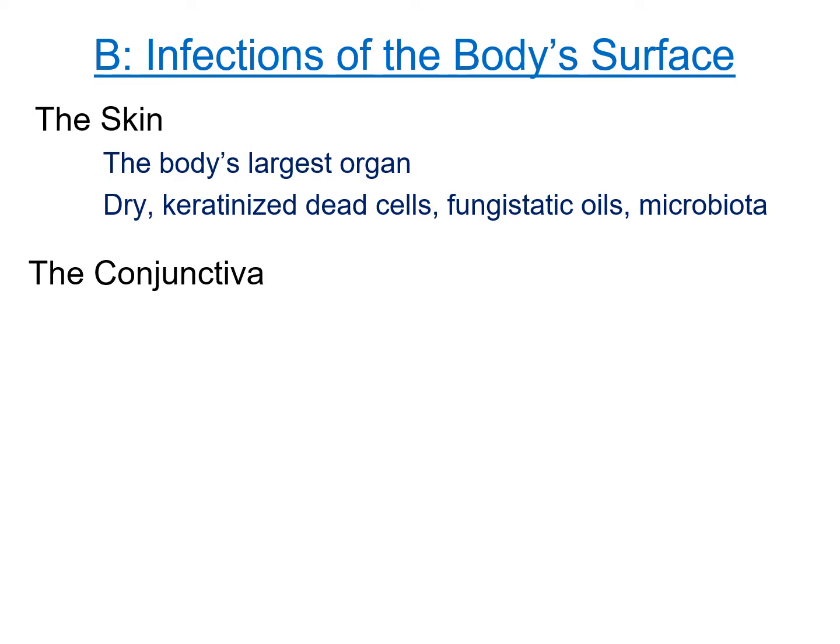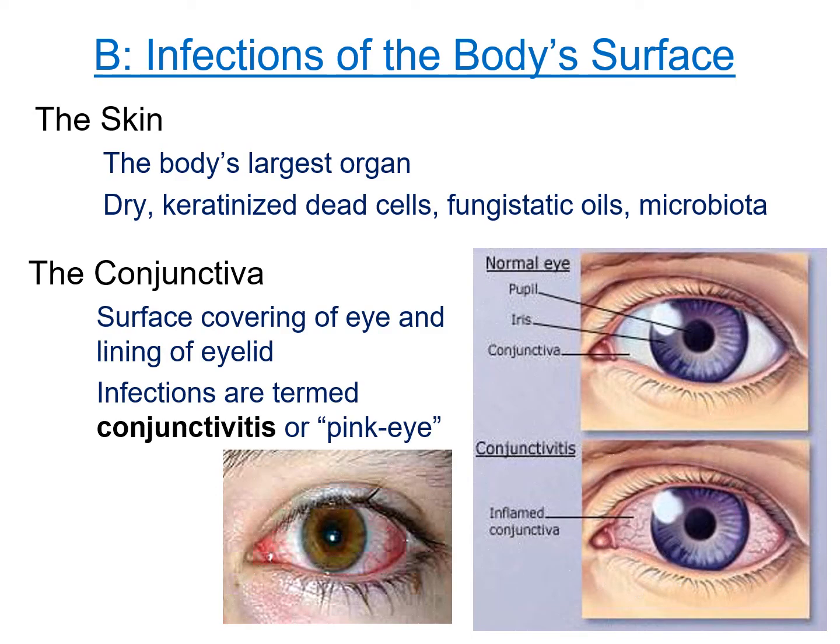We also have the conjunctiva, and the conjunctiva is the layer of tissue, and this is a slippery layer, it's not a dry layer, that covers the outer portion of the eye and also lines the inside of the eyelid. So it's a continuous layer. It prevents things from getting behind your eye, back into the orbit of your eye. Conjunctivitis, that is an infection or inflammation of the conjunctiva.